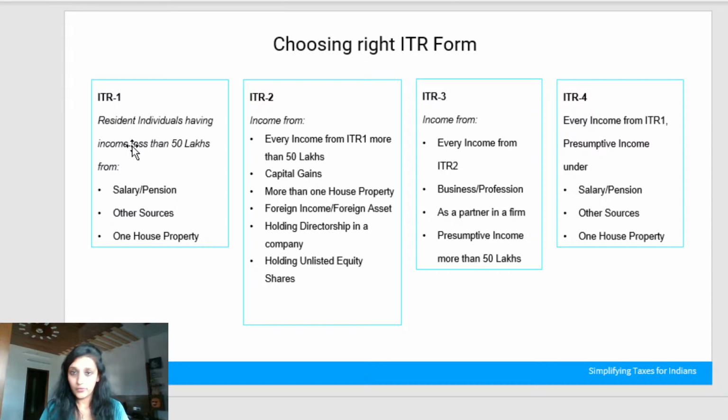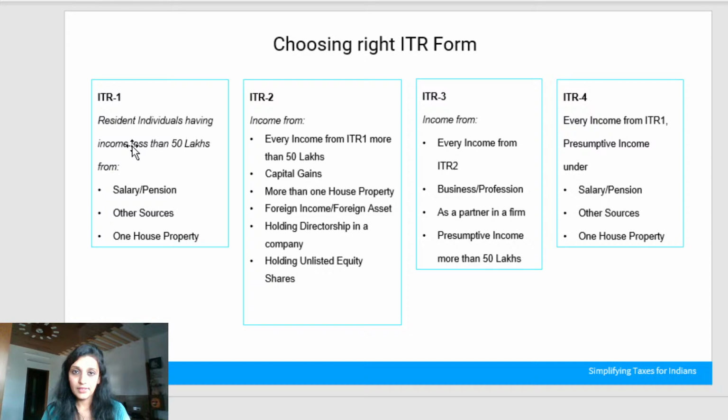First and foremost, the very simple ITR, which is ITR 1. In this ITR, if you have any income from salary or pension or income from other sources, or you have one house property and your total income is less than rupees 50 lakhs, then ITR 1 will be applicable for you. If the income exceeds 50 lakh, then ITR 2 will be applicable for you.